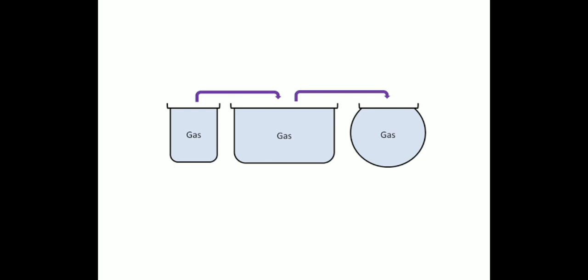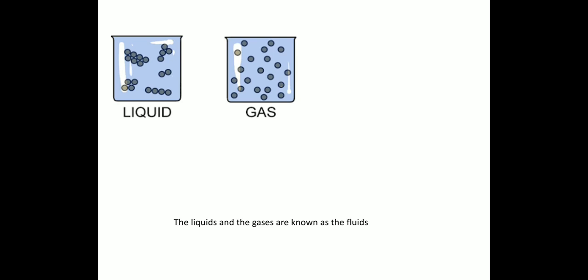For example, if I take a particular amount of gas into this container and then send it to this container, the volume of the gas will be the same as the container, and the shape also. And then I send this gas into this container, so the volume of the gas will be the same as this container. So liquids and gases are known as fluids.